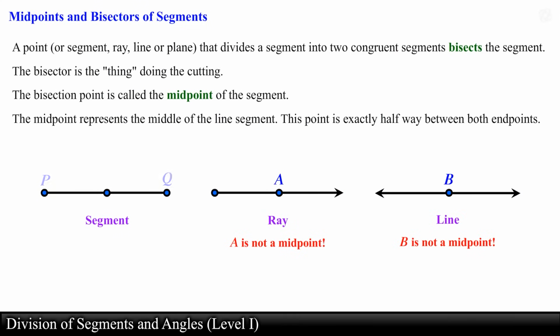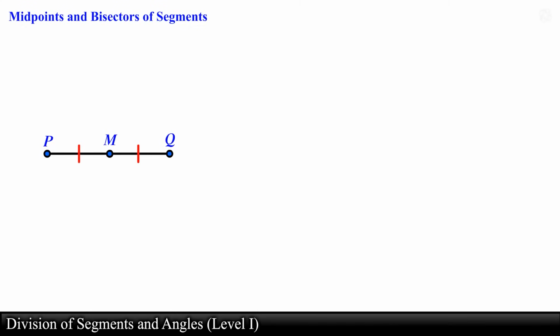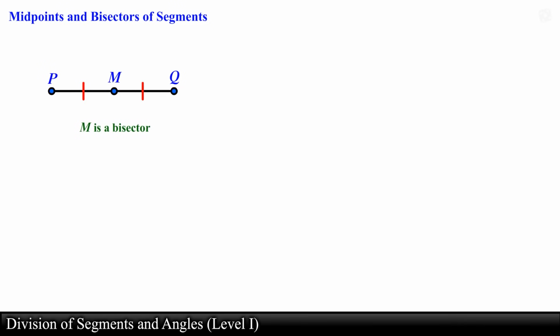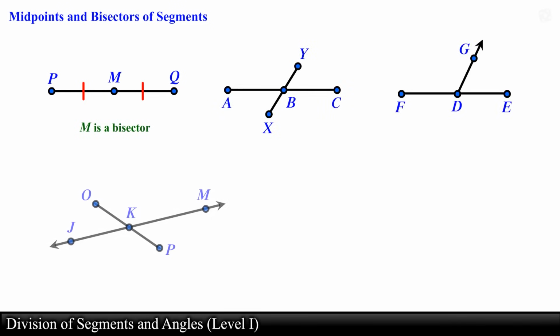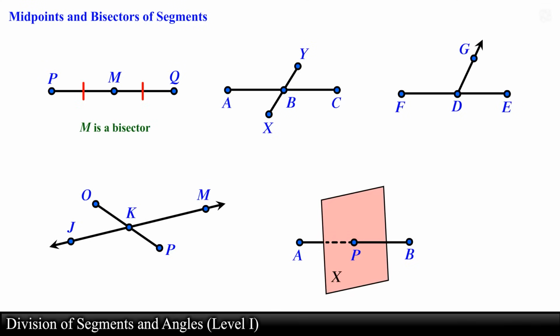For example, the midpoint of segment PQ is represented by point M. Point M is said to bisect segment PQ. This means that point M divides segment PQ into two congruent segments. We can conclude that the length of segment PM is equal to the length of segment MQ. In other words, segment PM is congruent to segment MQ. A point is not the only figure that can bisect a segment. In fact, another segment, ray, line, or plane can also bisect a segment.